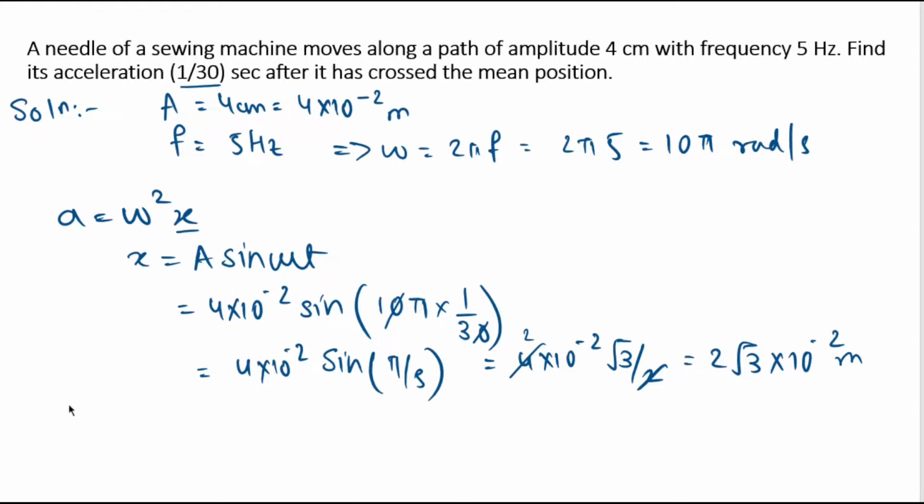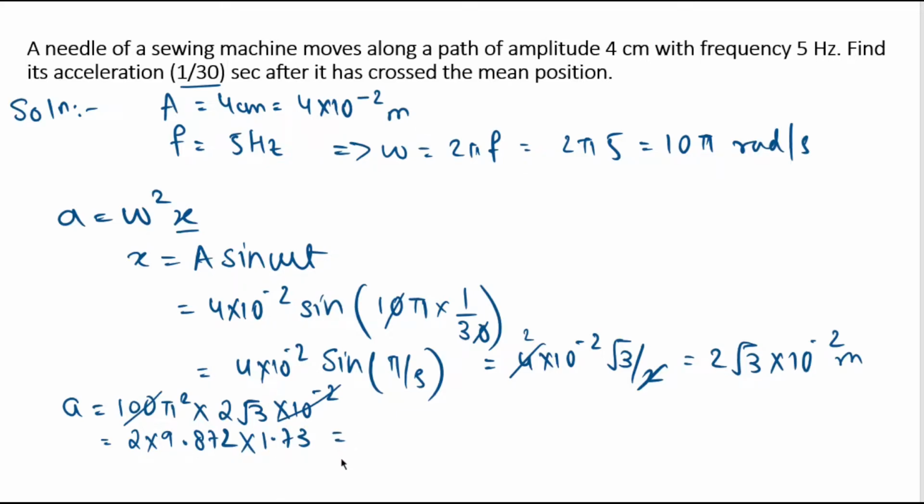Now let's calculate the acceleration. So a is equal to omega square, that is 10 pi, so 10 pi square is 100 pi square into x. x is 2 root 3 into 10 raised to minus 2. Two things will get cancelled out, and the remaining things are 2 into pi square, that is pi square is 9.872. Remember this value, into root 3. Root 3 value is 1.73, and multiplying this we get acceleration equal to 34.2 meter per second square.